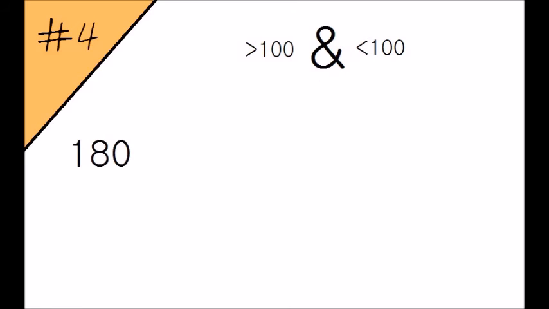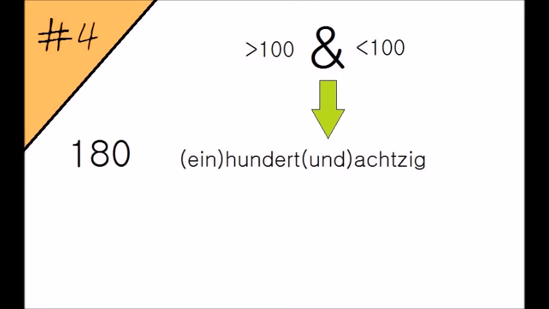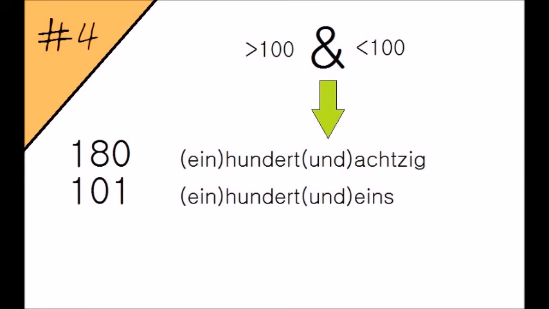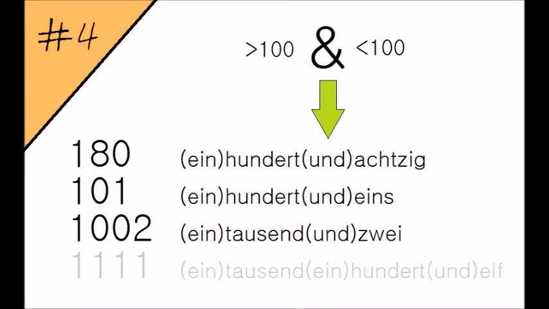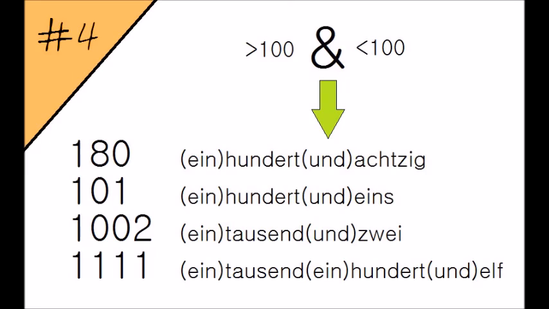Number 4. You can add und between large and small numbers, especially if there is no number of 10. For example, 180, 101, 1002, 1111. It is mainly used for understanding the numbers better, because this is where the counting system changes.